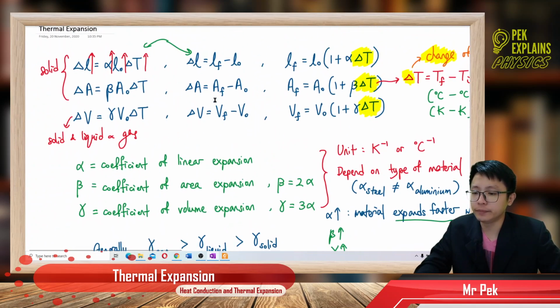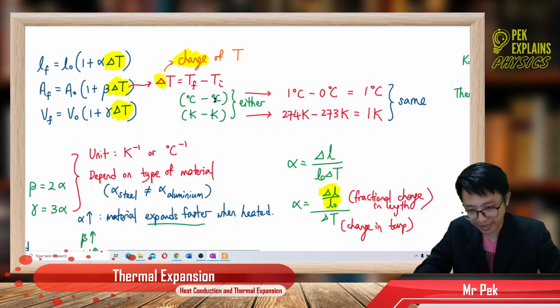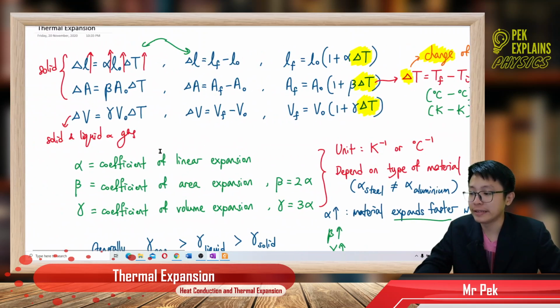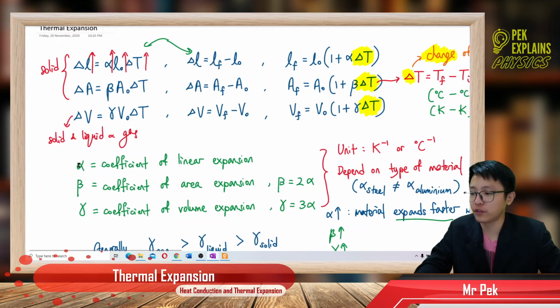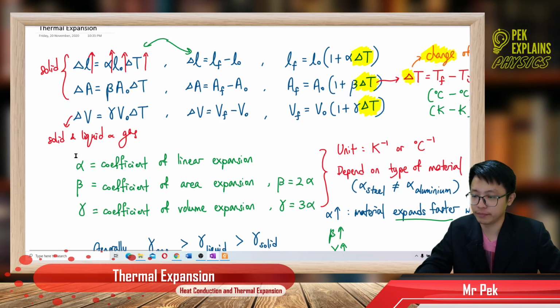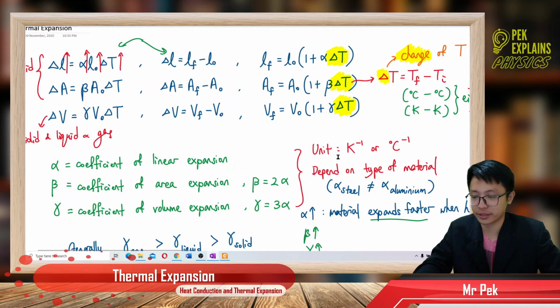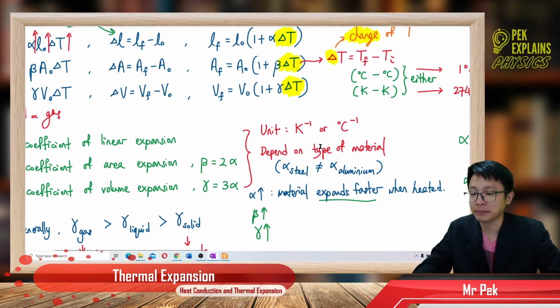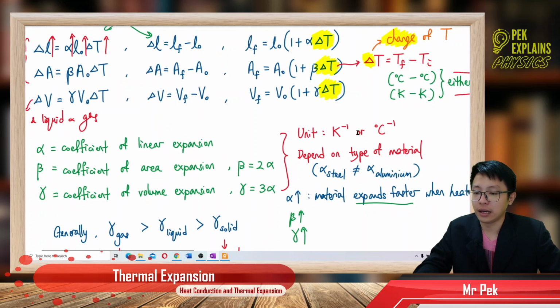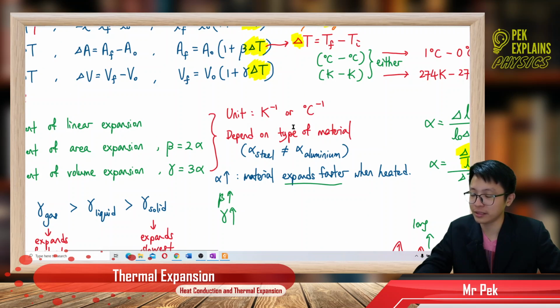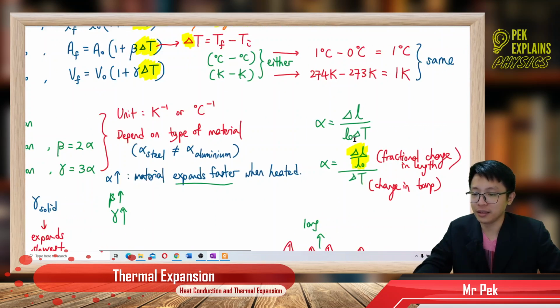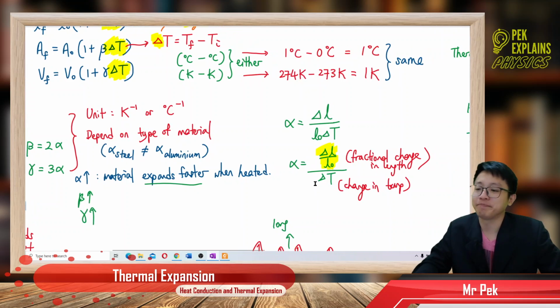Now the unit for alpha, beta, gamma. What's the unit? Their unit is per Kelvin or per degree Celsius. How do we find their unit? They can use either one because it's talking about change of temperature.